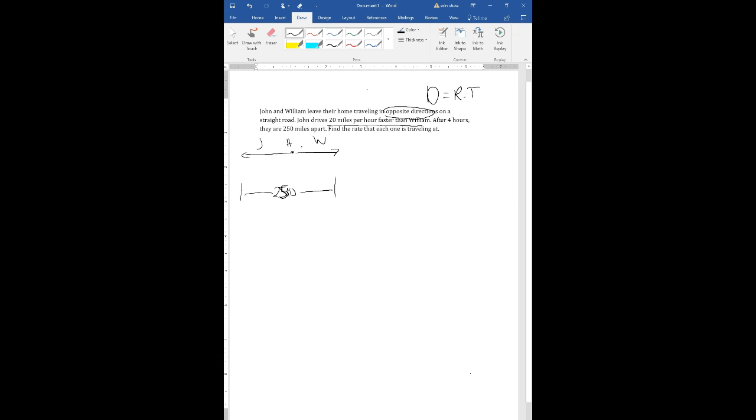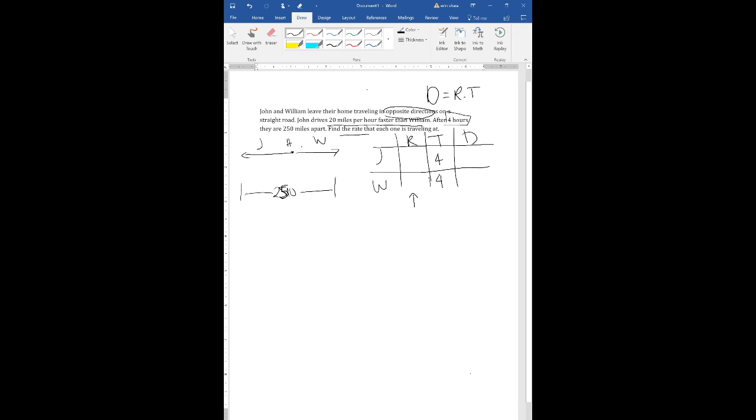So I'm going to set up a table again with John and William. And I have rate, time, and distance. Now, time, I do know. After 4 hours, they were 250 miles apart, so I know that the time is 4 hours. And it says, find the rate that each one is traveling at. Well, that means I don't know the rate, so a variable has to be in this column.